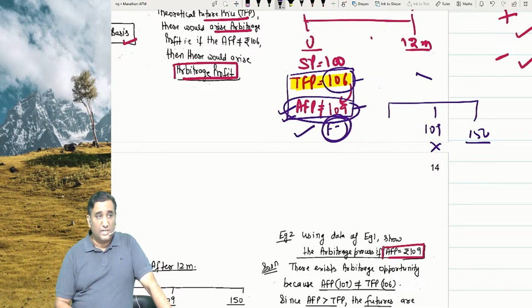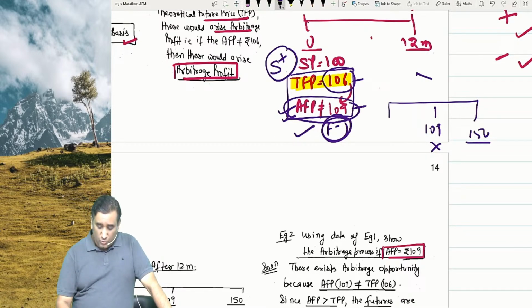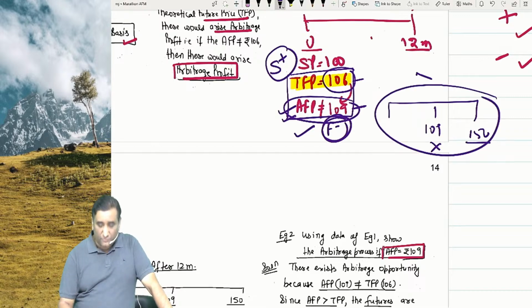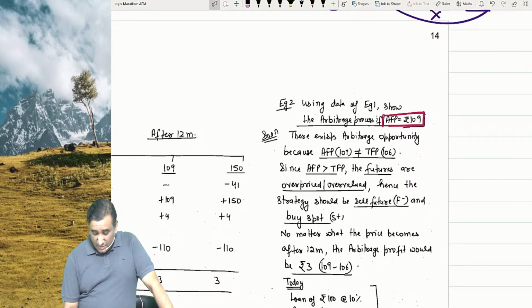Futures were costly, so we sell futures, and second, we buy in the spot cash market. No matter what the price becomes after 12 months, our arbitrage profit would be the difference of AFP and TFP, which is 3 rupees, no matter what the difference happens. That means there exists an arbitrage opportunity. AFP of 109 is not equal to TFP.